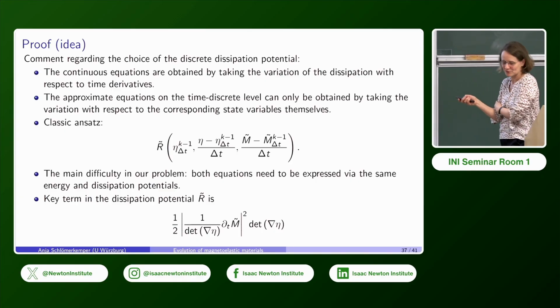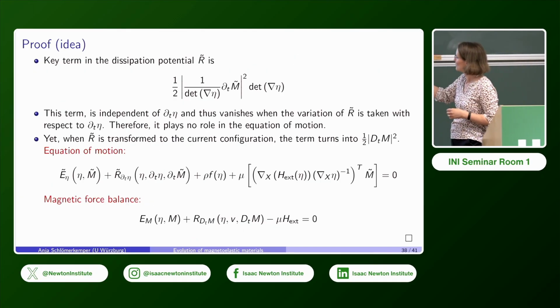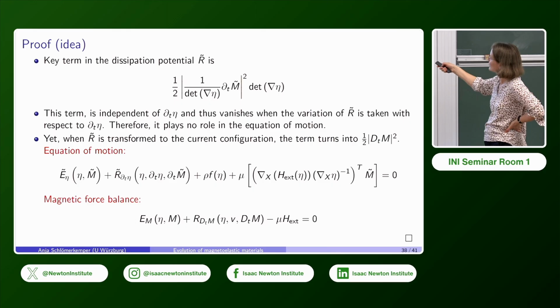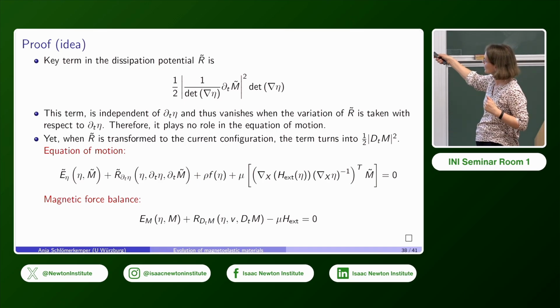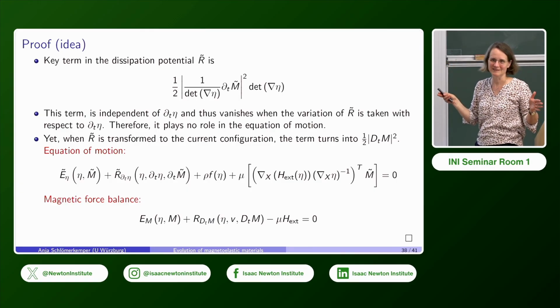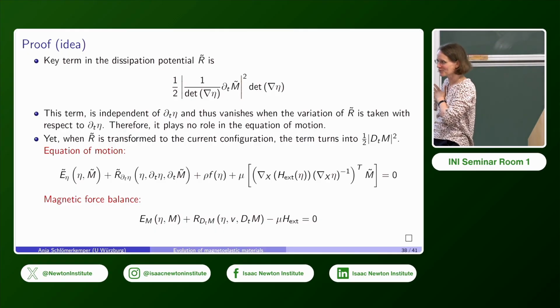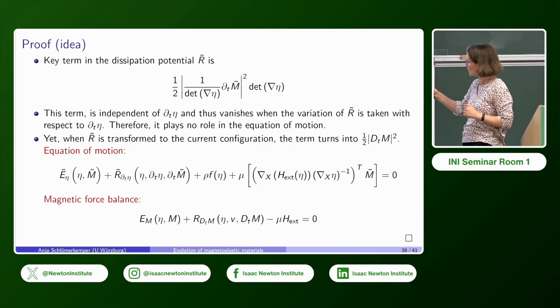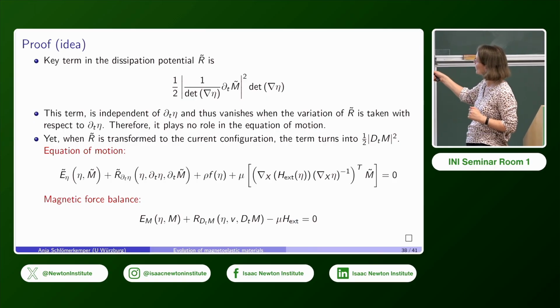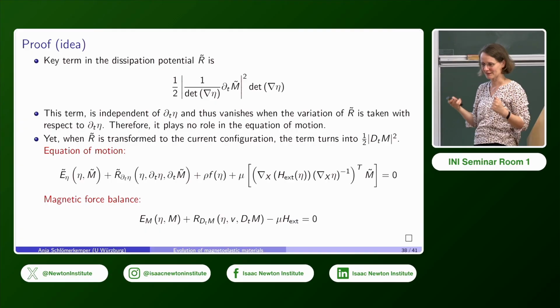And the crucial part of this, and this is on the next slide, it's the same potential again, like the same expression here. This term does not depend on the time derivative of eta. So now think of the continuous setting: if I look at the variation of this expression with respect to the time derivative of eta, it's 0. And that's the good thing. This is just 0. It doesn't contribute to the equation of motion. However, when we consider this one and look at the variation with respect to the time derivative of m, it's just the thing we would like to have.